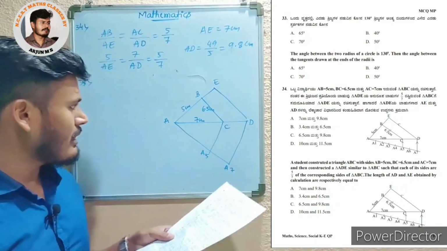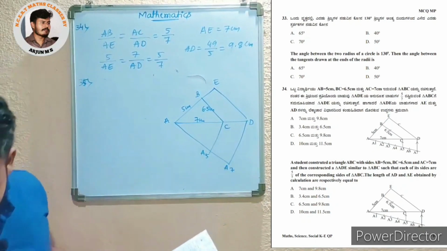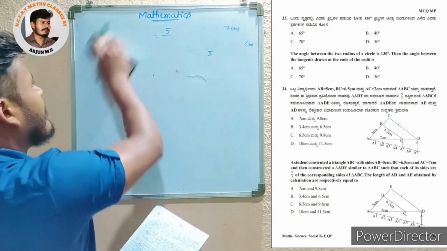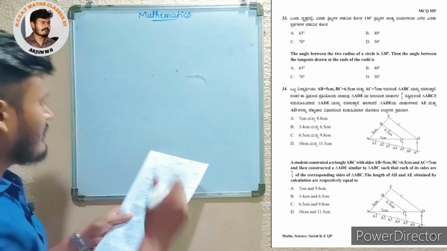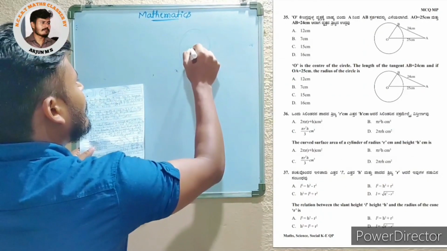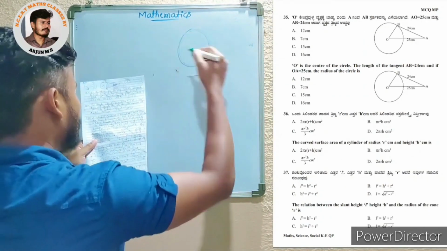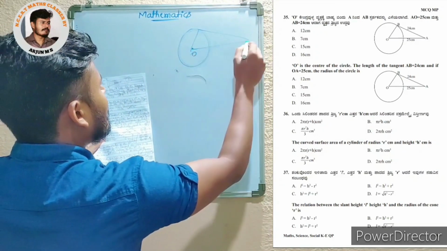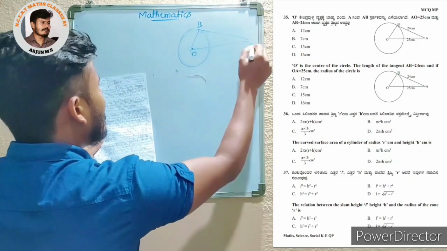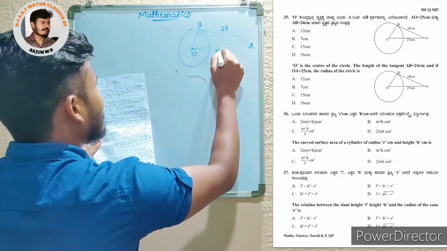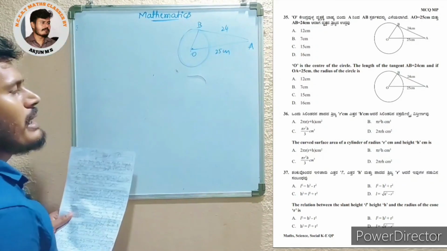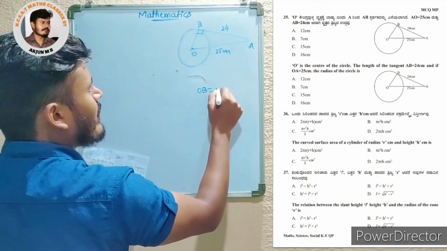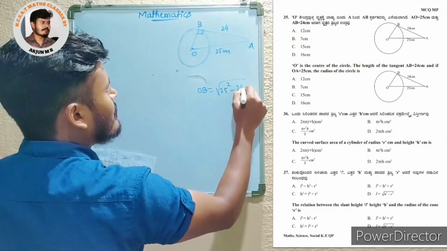O is the center of this circle. You just observe the figure here. O is the center of the circle. You just observe the clear picture there. OBA and 25 centimeter. We have to find out OB, right? According to the Pythagoras condition, OB is equal to the square root of 25 square minus 24 square.